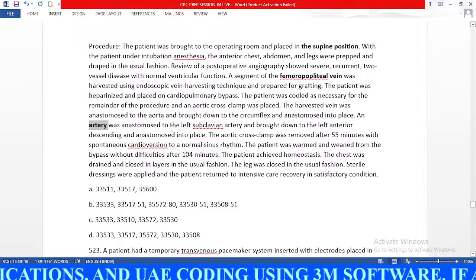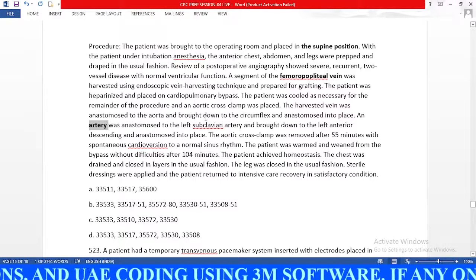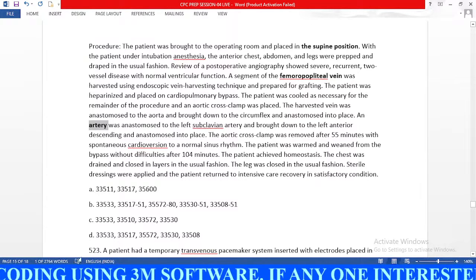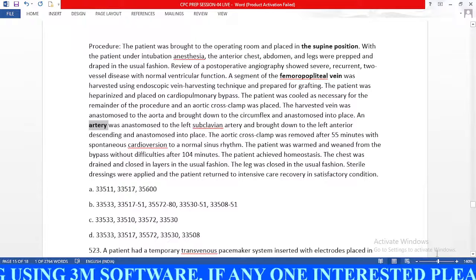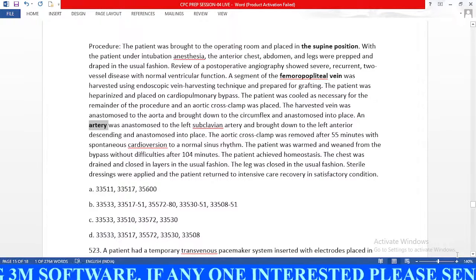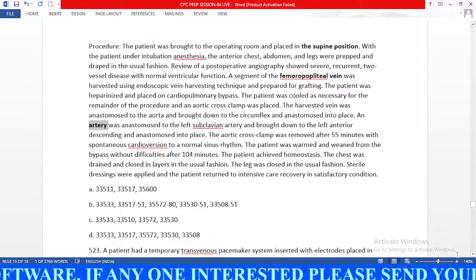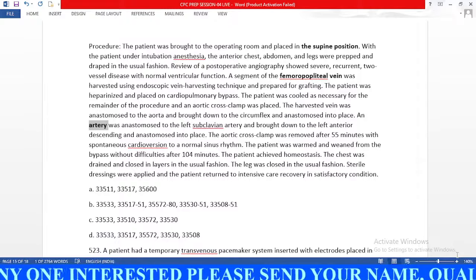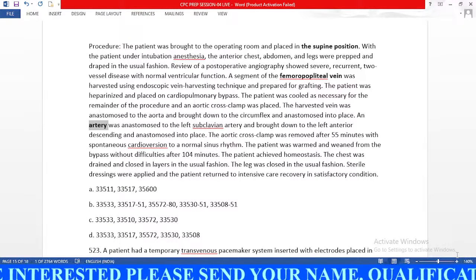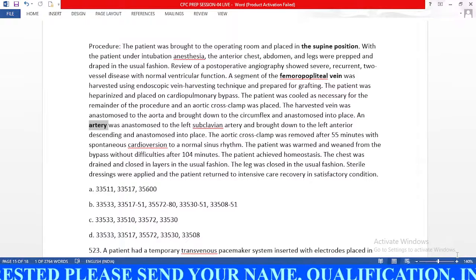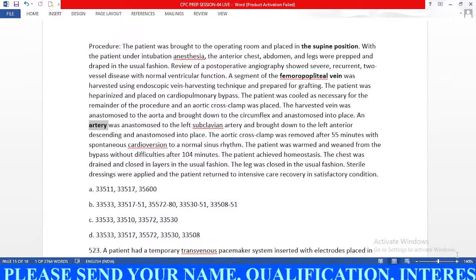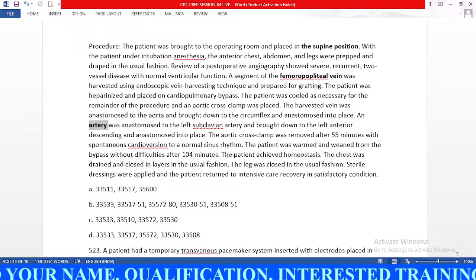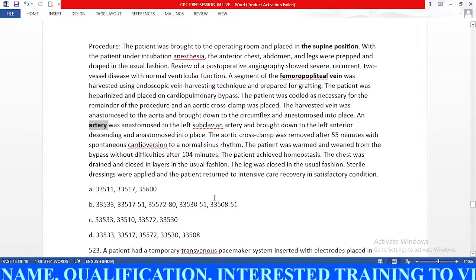So based on CPT guidelines, if the physician performs bypass using artery and vein, we need to use only a combination code. If the physician performed bypass using vein and artery, we need to use a combination code along with an arterial grafting code. So we can't use the vein bypass code. Because of that reason, we need to select the combination code here first. So we will check 33511 first.